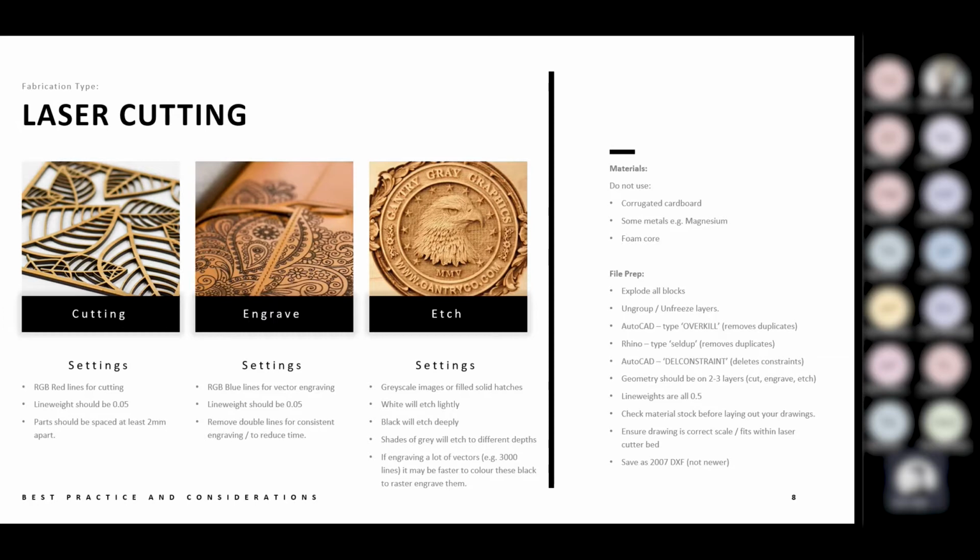Check the material stock before laying out your drawings. So again, talk to the workshop staff for the place you're going to be getting it fabricated. They'll let you know what materials are going to be in stock and their dimensions. You would then draw a rectangle to represent that sheet in AutoCAD or Rhino, and then you'd lay out your components in the most efficient way to remove as much waste as possible, reduce waste even.